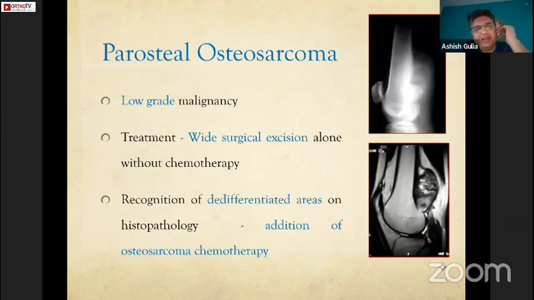Now, because we are looking at osteosarcoma and Ewing sarcoma, a few words on different varieties of osteosarcomas. Parosteal osteosarcomas are low-grade malignancies, and there is no role of chemotherapy in the management of these patients. We just excise them wide, and that is good enough. Some of these parosteal osteosarcomas may get dedifferentiation. So if you evaluate your specimen and you find an area of dedifferentiation, then these patients will get osteosarcoma chemotherapy.